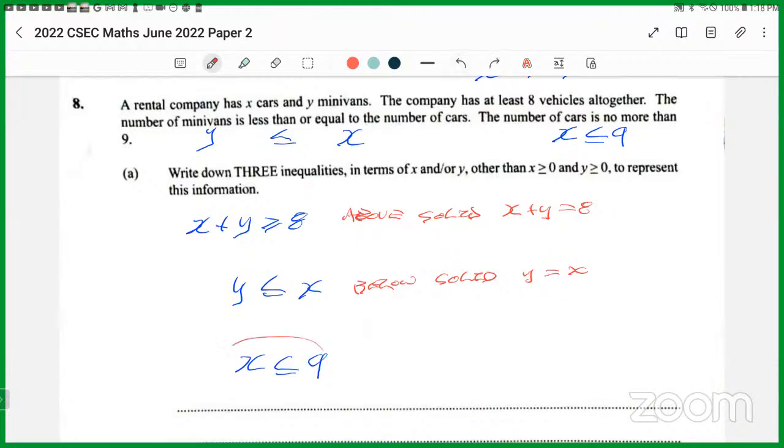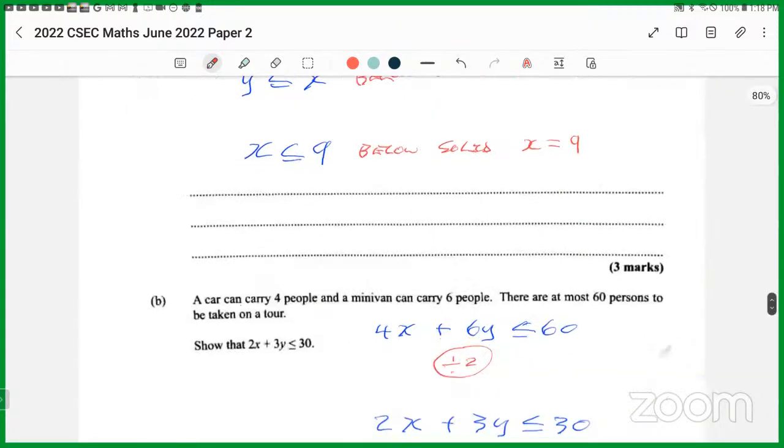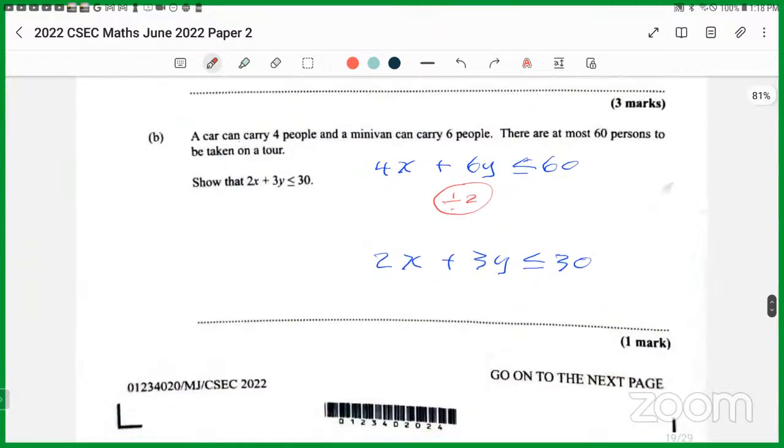All right. Then now you have x equals 9 for this one. So this one again is below. Again, it's a solid line because of the equal. And the line is x equals 9. 3 easy lines to draw. 3 simple easy lines. Then we have this one now.